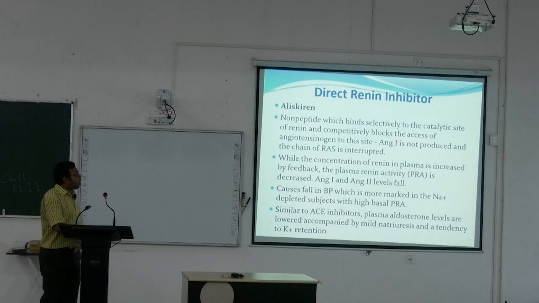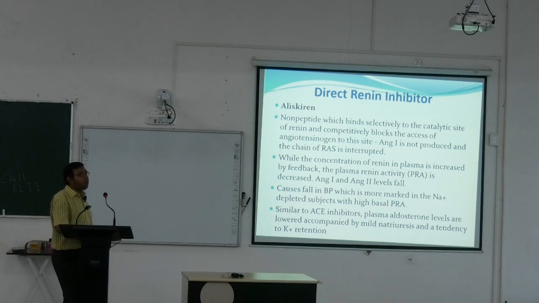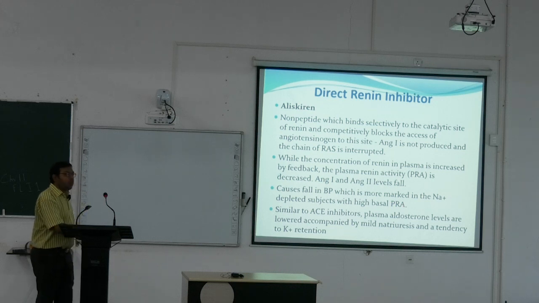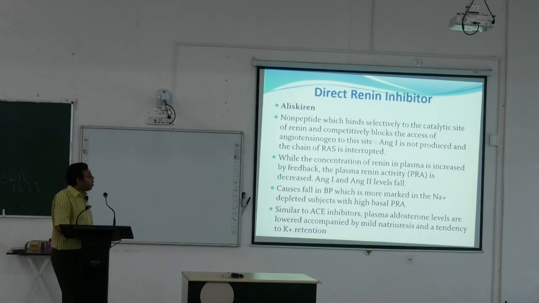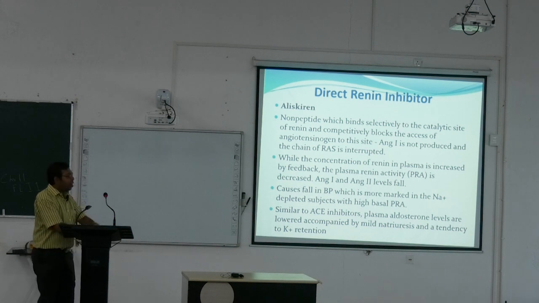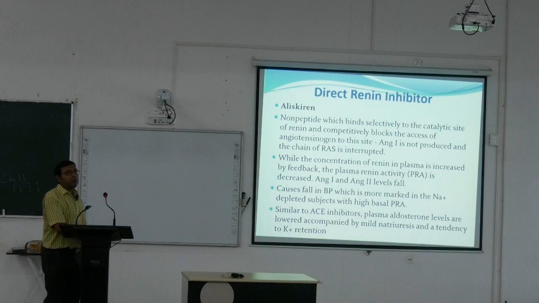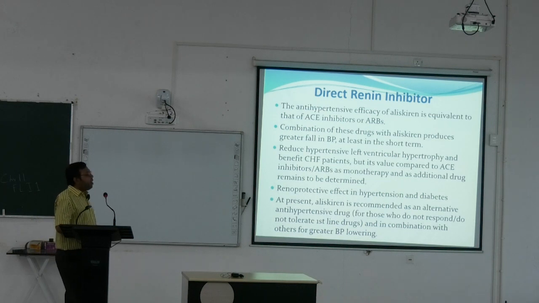It causes a fall in blood pressure, which is more marked in sodium depleted subjects with high basal plasma renin activity. It is similar to ACE inhibitors. Plasma aldosterone levels are lowered, accompanied by mild natriuresis, that is, sodium is lost, and a tendency to potassium retention. Antihypertensive efficacy is similar to ACE inhibitors or ARBs. Combination can be used when we need a more robust decrease of blood pressure.